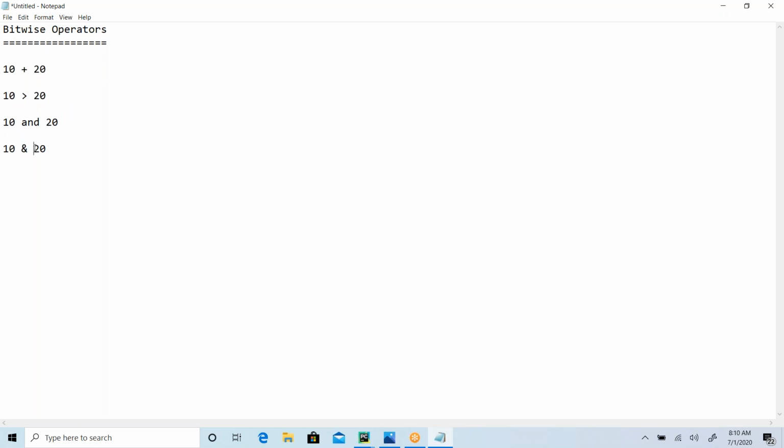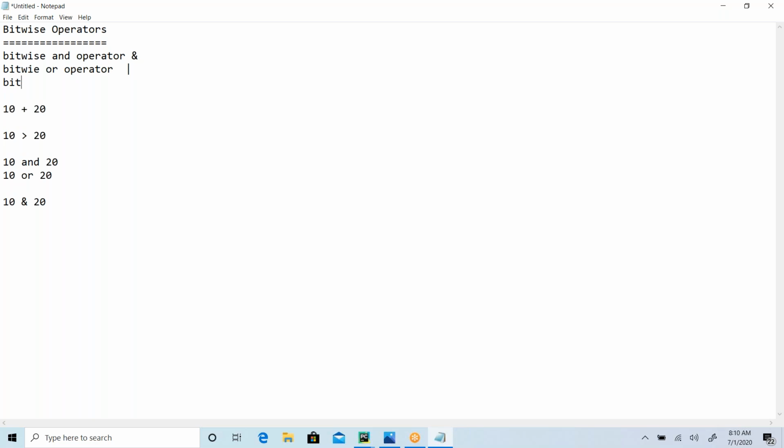The symbol for the operator is the single ampersand. This is bitwise AND. Similarly, I have the bitwise OR operator, like logical OR. How do we have logical OR? 10 or 20. So this is a logical OR, and we have the bitwise OR operator, which is the single pipe symbol.